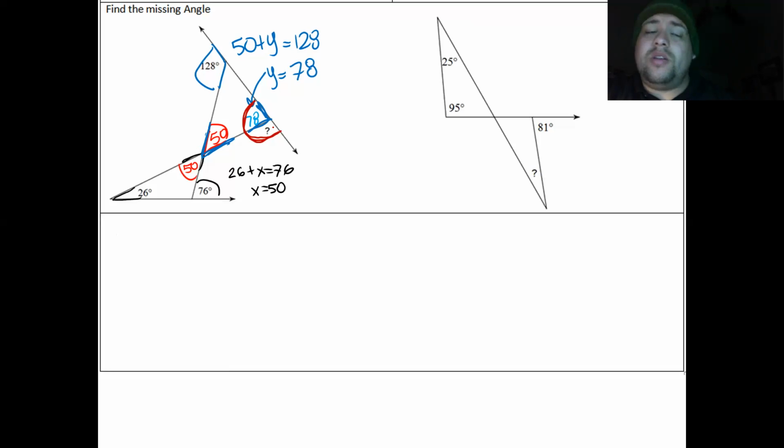There could have been another way to do this, but I'm not going to go into that. You could have found that this was also right here by doing these linear pairs for these values and then doing the exterior angle theorem. But I know that to be 78.